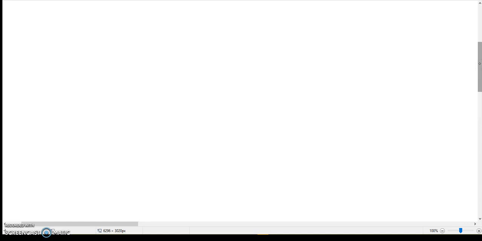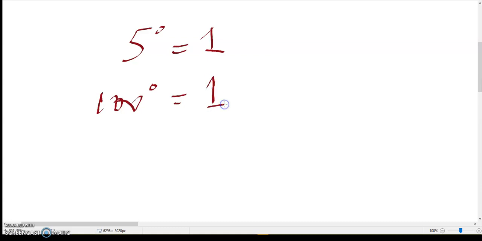Okay, so now let's say, and I know you've encountered this, if you have 5, for instance, to the power 0, what is the answer? Okay, yeah, that's right, the answer is 1. 100 to the power 0, what is this equal to? Of course, this is equal to 1. 1000 to the power 0, what is this equal to? Of course, it is equal to 1.